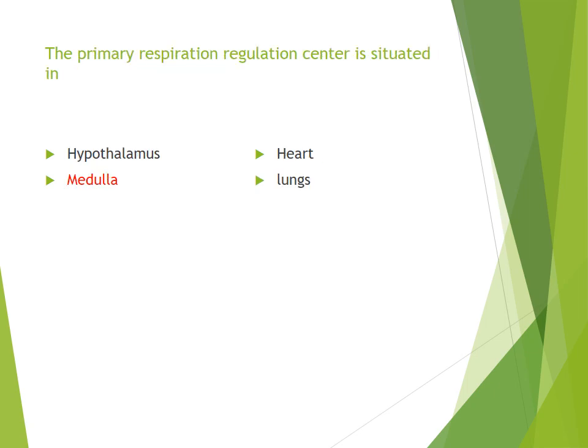Next question. The primary respiration regulation center is situated in options hypothalamus, medulla, heart, lungs. Correct answer is medulla. Respiratory regulator center is situated in medullary part of brain.